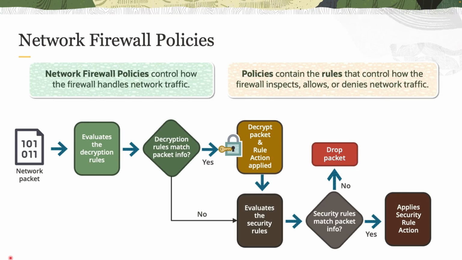Now, as you've seen, two key sets of rules work together. Decryption rules handle encrypted traffic, and security rules control access based on specific criteria. Now we move ahead and take a look at how to create these rules.